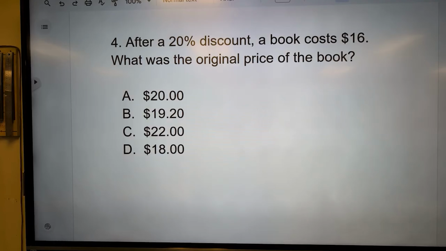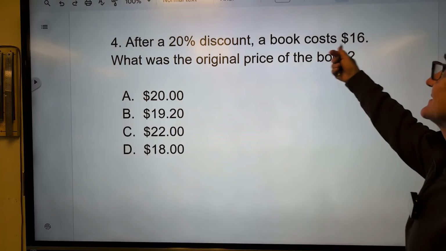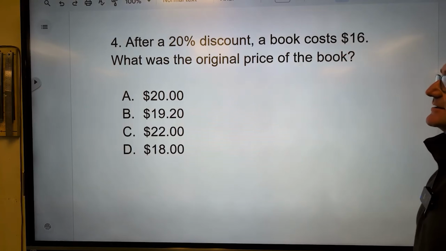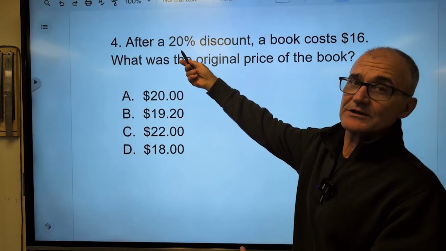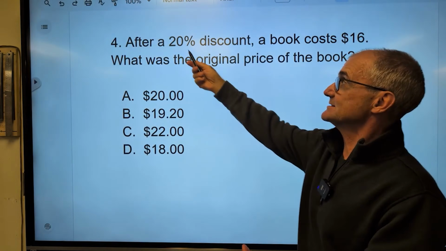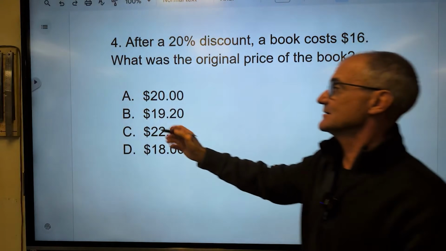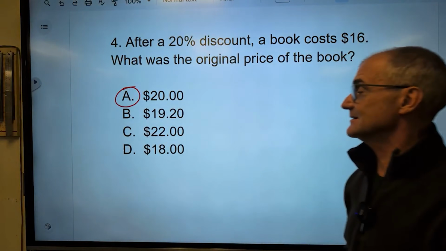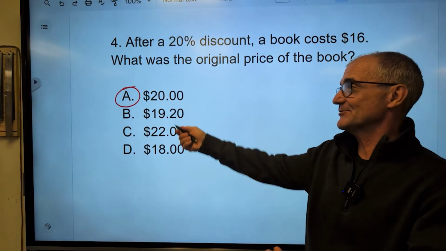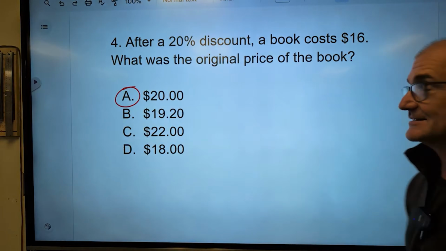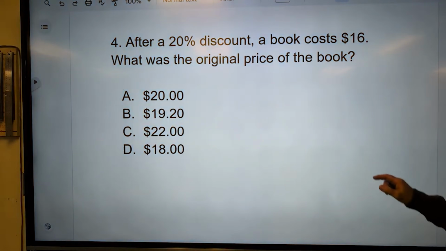problem number 4. I have a 20% discount, and then after the discount, it costs $16. The trick on this one is just pick values, plug them in. 20 times 0.2 is $4 off, so 20 minus that $4 gives me 16. Correct answer, answer A right there. That was easy. It also worked out to be answer A, so I didn't have to go through all of them and eliminate. But then let's do this one with algebra.